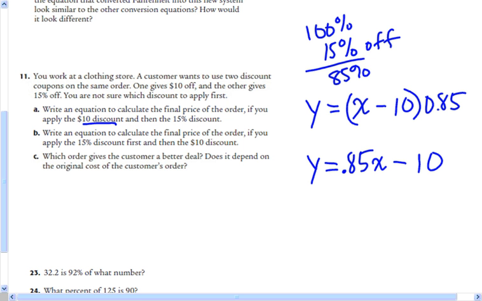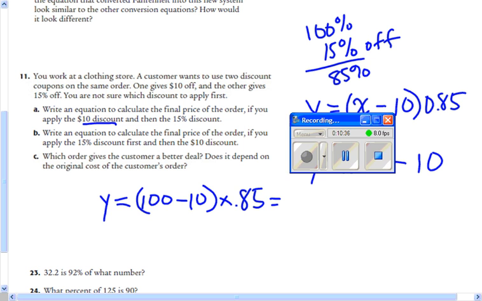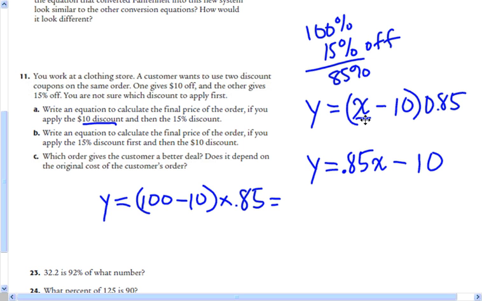Let's just pick some arbitrary price, like let's say we have $100. We want to spend $100 at both places. Now that's what we're putting in for X. So for the first equation, Y is equal to 100 minus 10. And then we're going to multiply that by 0.85. Well, that's 90 times 0.85. Which Caleb tells me is 76.5, so $76.50.